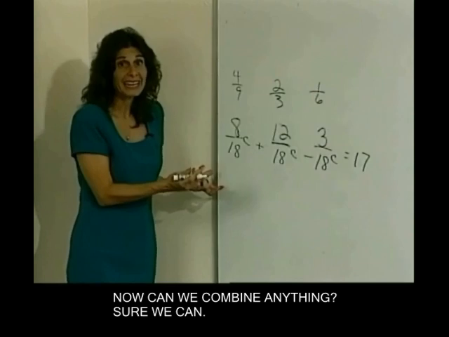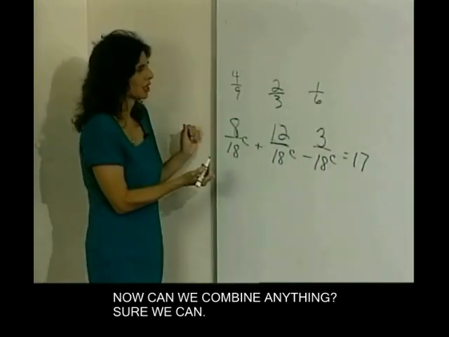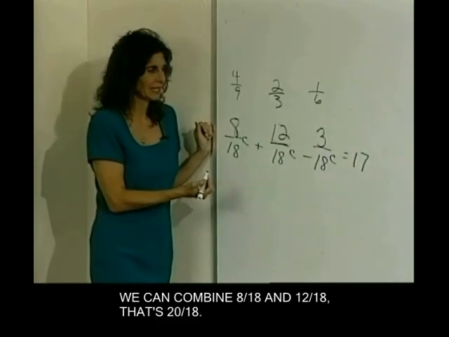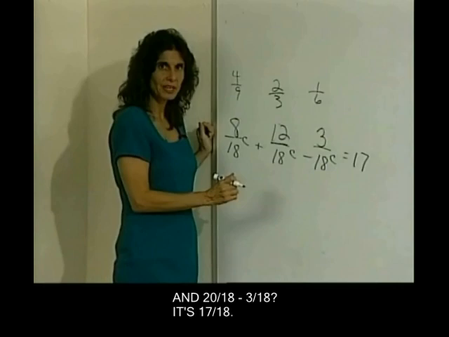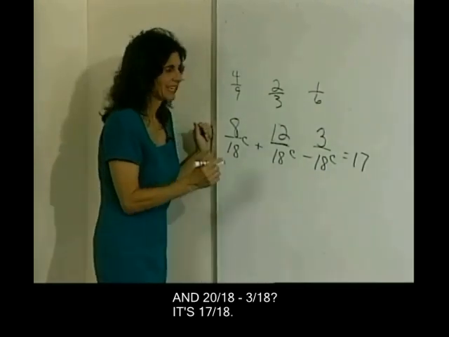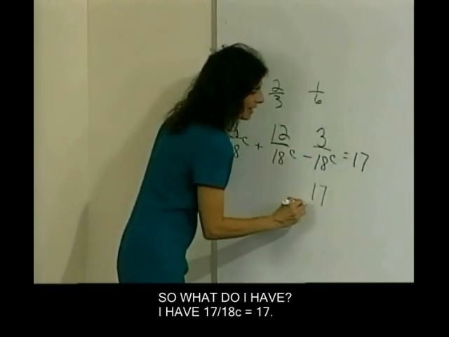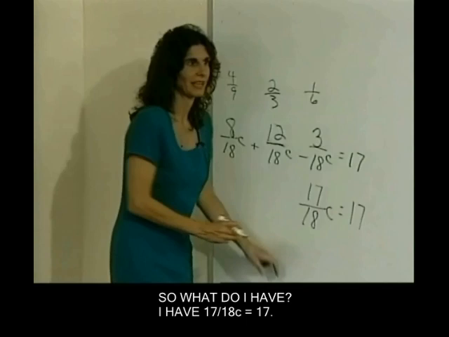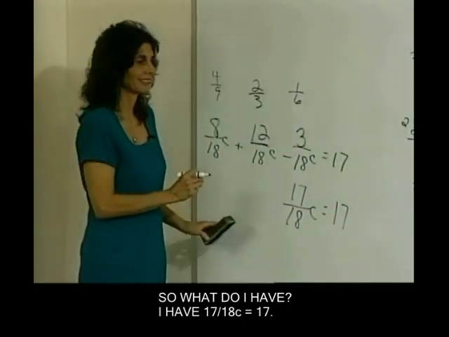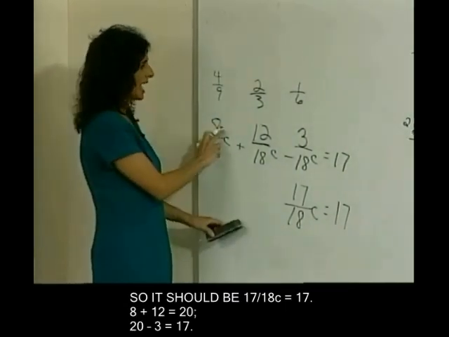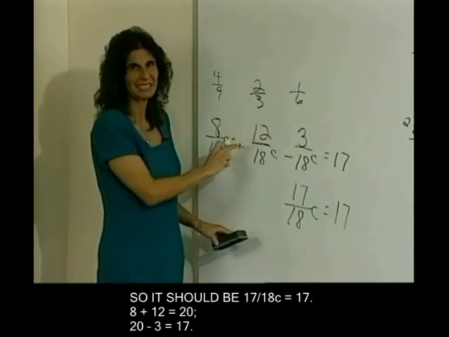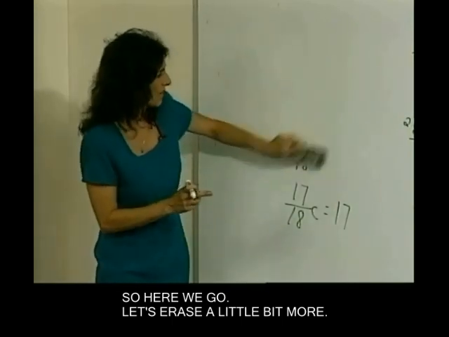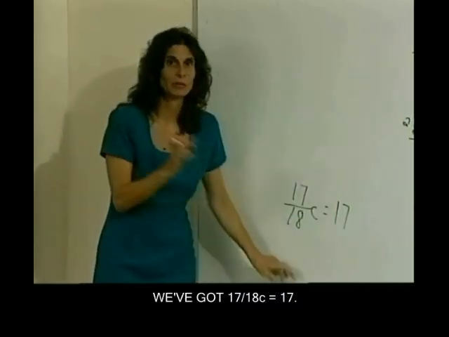Now, can we combine anything? Sure we can. We can combine 8/18 and 12/18. That's 20/18. And 20/18 minus 3/18 is 17/18. So what do I have? I have 17/18 C equals 17. 8 and 12 is 20. 20 minus 3 is 17. So here we go. Let's erase a little bit more. We've got 17/18 C equals 17.